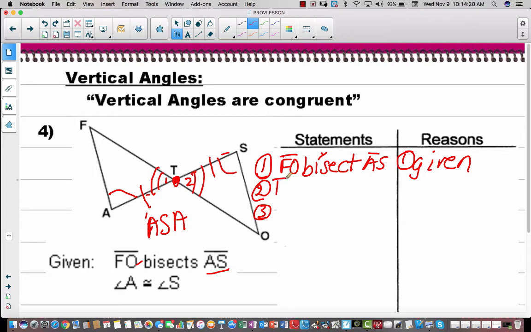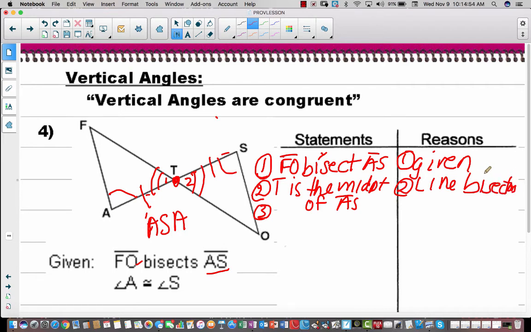So my next step would be to state that T is the midpoint of AS. And here's your definition of line bisector. So line bisectors cut a line through its midpoint, or divide a line at its midpoint, or intercept a line at its midpoint. So let's just say are drawn to the midpoint.